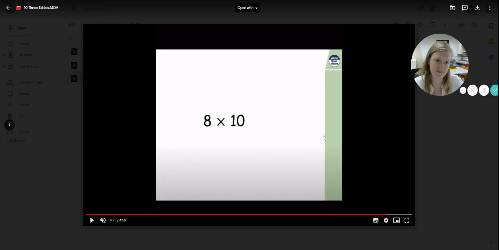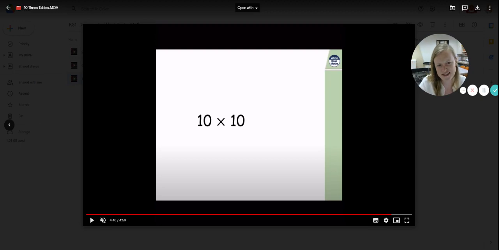All right, the next one. 8 multiplied by 10. Do you know that off the top of your head? If you don't, let's count in tens. 10, 20, 30, 40, 50, 60, 70, 80. We hopped 8 times, and we know that 8 multiplied by 10 equals 80. Fantastic.